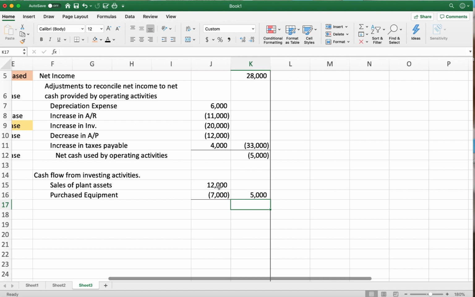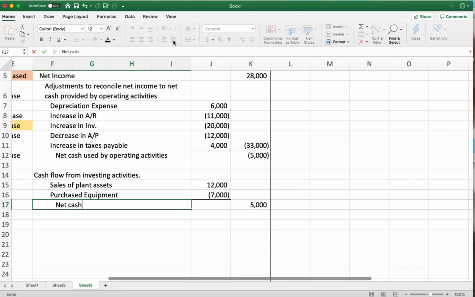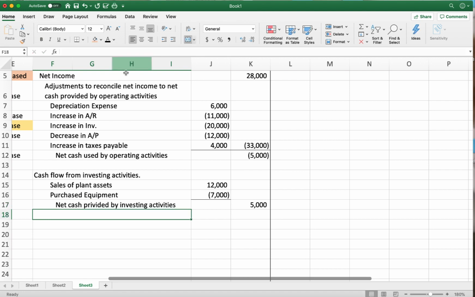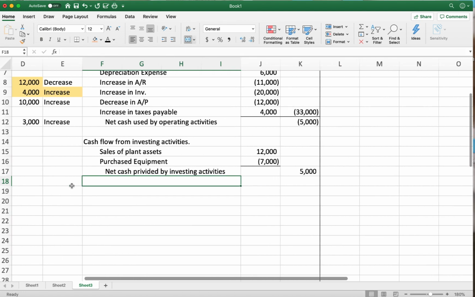Well, I get $5,000. Okay, $5,000 is, actually, bear with me here. I'll put it down here. Okay, and this is the net cash provided by investing activities.